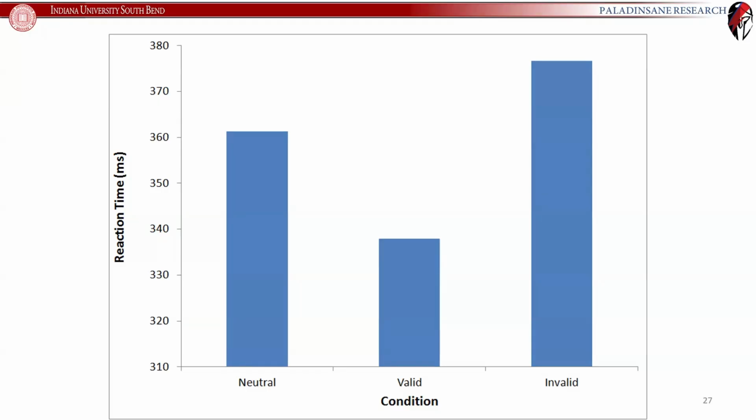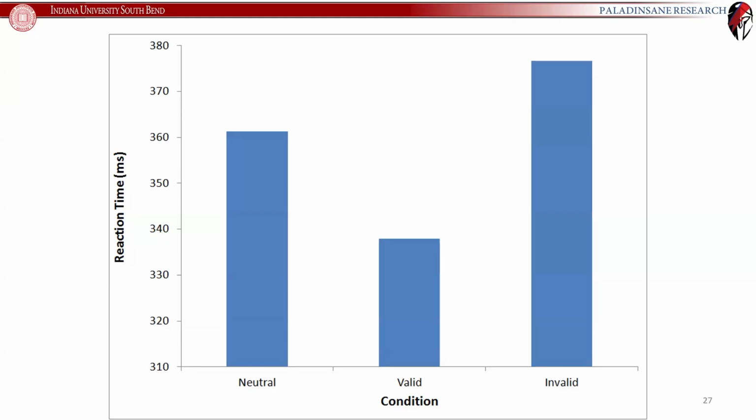Now, one thing that I will point out here for anybody that might be unimpressed with these numbers. If you take a look at the actual reaction times, the best condition, that valid condition, is 340 milliseconds. The worst condition, the invalid condition, is about 375 milliseconds. That's only 35 milliseconds difference.